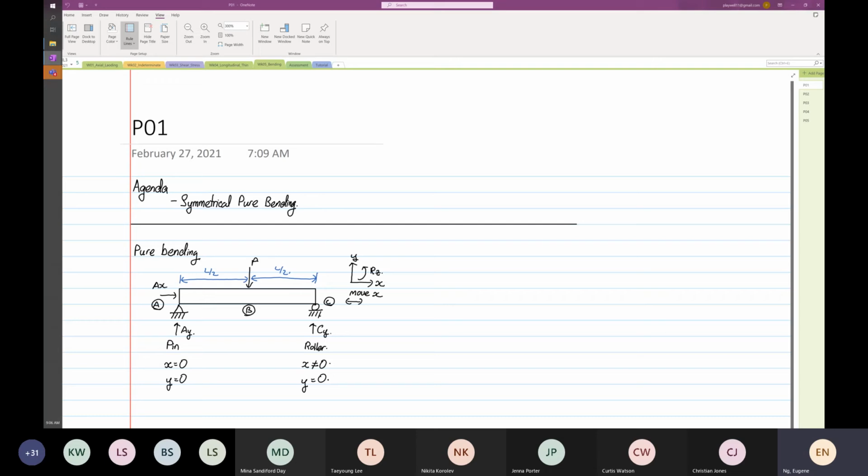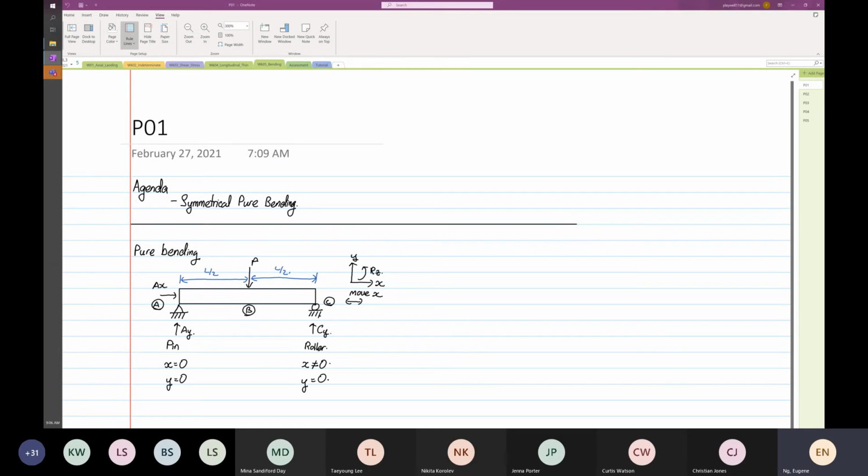Any questions with this first? Are we all clear with this? Okay, so I don't have any questions. Now I have a question for you guys then. Where will the structure fail? Anyone?